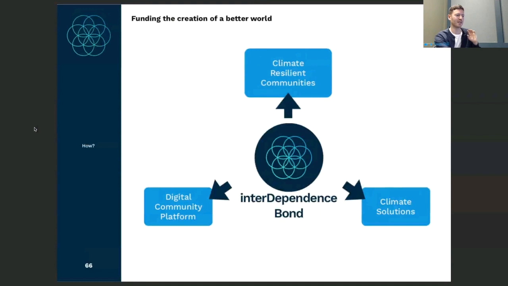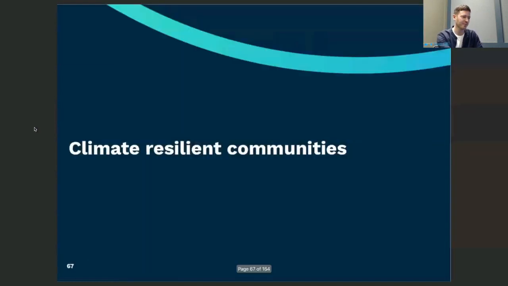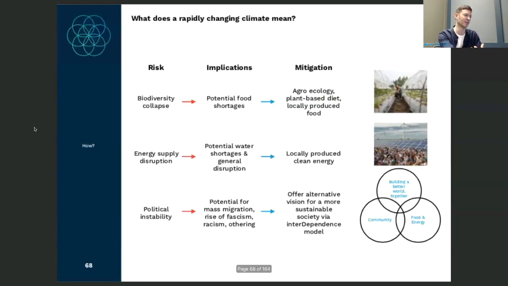Okay, so we've talked a little bit about the bond and how that's working, and as I say, we'll go into more detail on that on Thursday. So now we're going to look a little bit at the climate resilient communities. So what do we really mean by that? First of all, just to touch on what a rapidly changing climate means. And we'll go into more detail on that in the deep adaptation workshop. But just going through them one at a time.